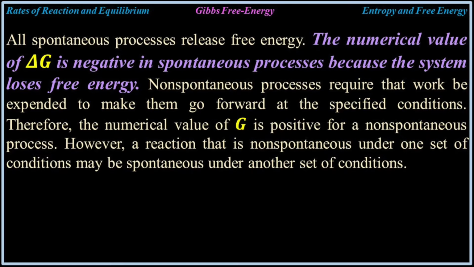The numerical value of delta G is negative in spontaneous processes because the system loses free energy. Non-spontaneous processes require that work be expended to make them go forward at the specified conditions. Therefore, the numerical value of delta G is positive for a non-spontaneous process. However, a reaction that is non-spontaneous under one set of conditions may be spontaneous under another set of conditions.